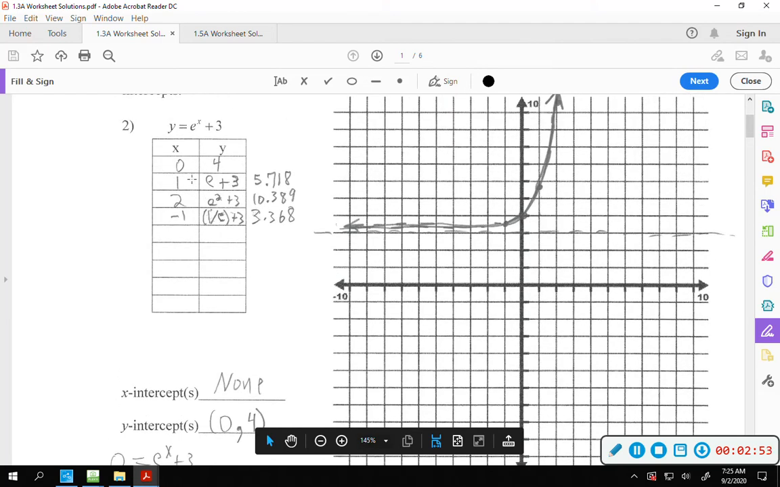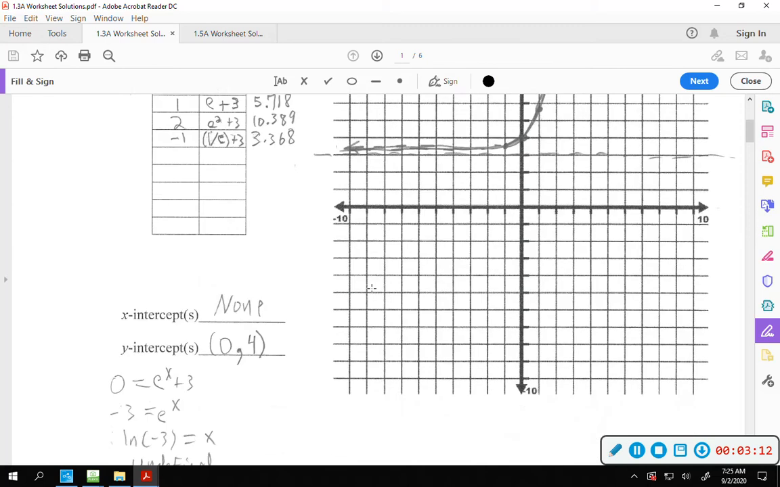X-intercept. You plug 0 in for y. If you subtract 3 to the other side, you cannot take the natural log of a negative number. That's why there is no x-intercept. Look, this graph never crosses the x-axis. But a y-intercept can always be found by simply plugging in 0 for x, and we did that right here. Problem number 4.